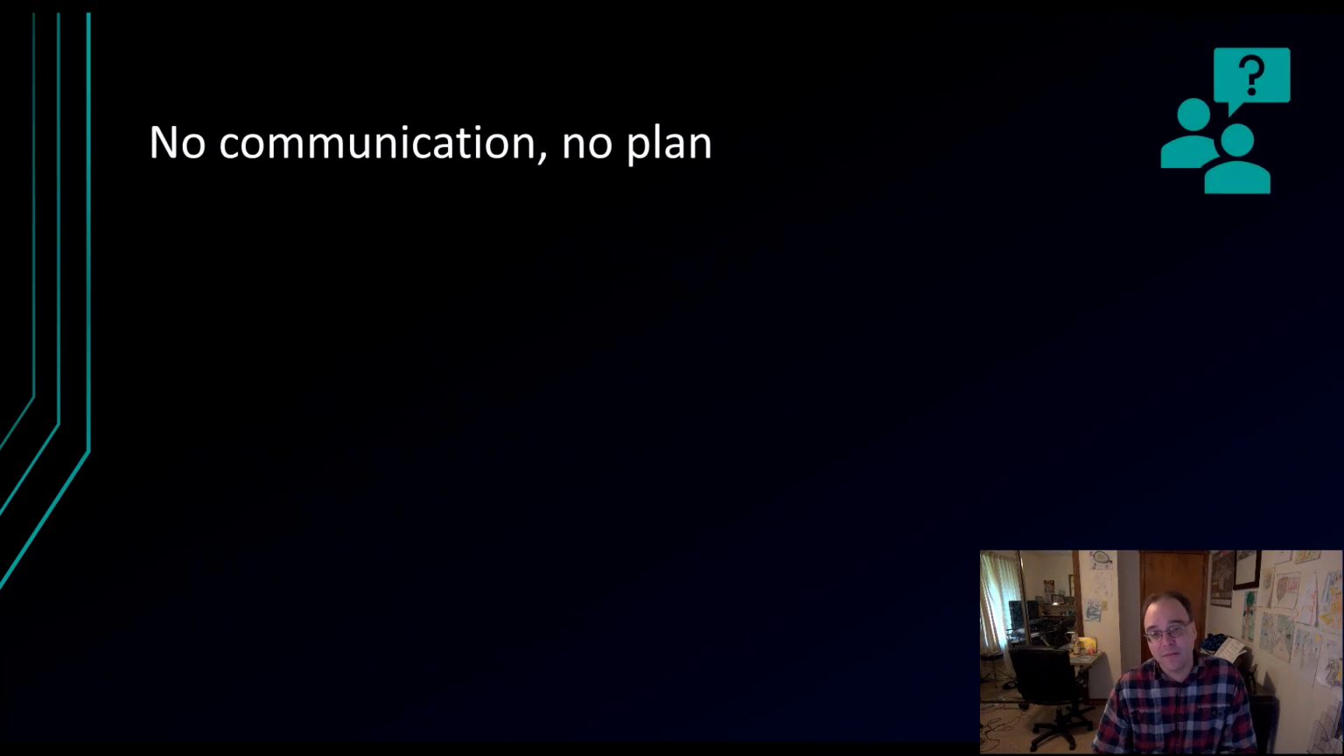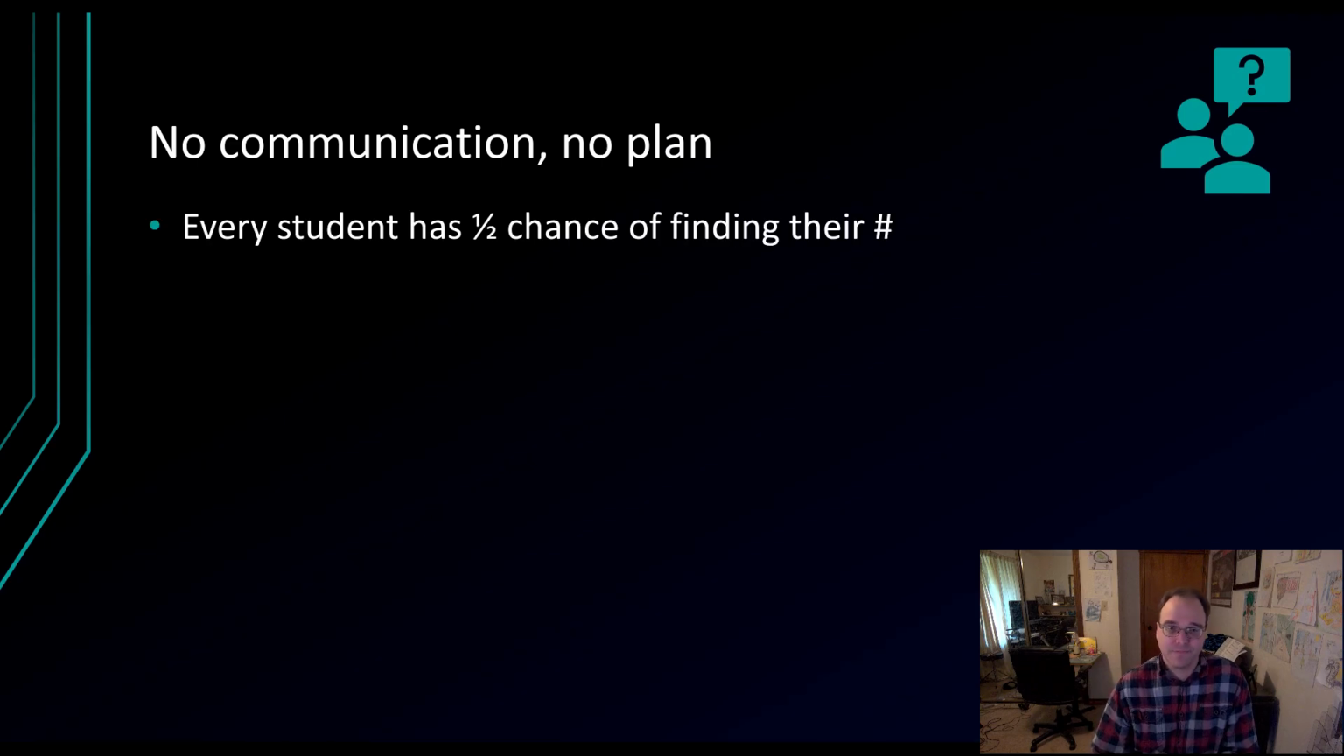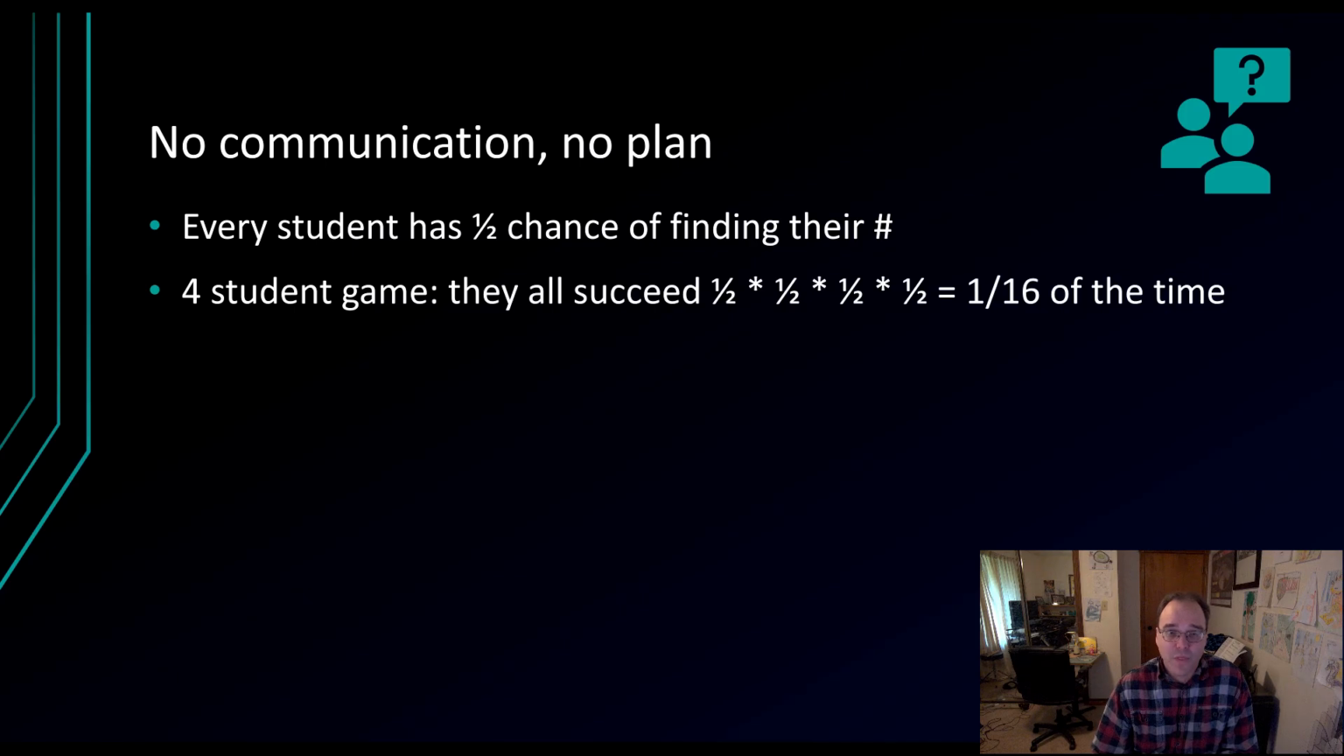Well, okay, let's put the no communication part back in. And let's say they don't really have any plan. They're just going to YOLO this, and everyone's going to open a random 50 boxes and hope for the best. What do we expect to happen in this case? Well, every student has a 50-50 chance, a 1/2 chance, of finding their number when they go in. So with a 4-student game, the chance of them all succeeding is 1/2 times 1/2 times 1/2 times 1/2.